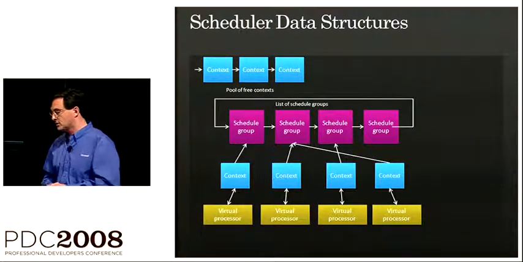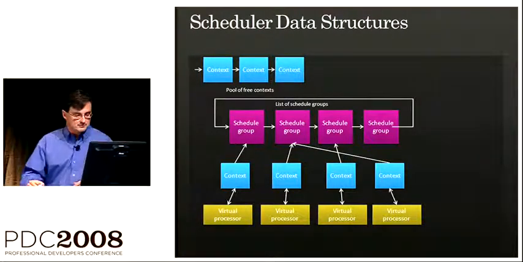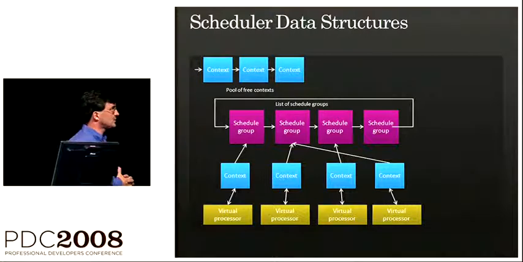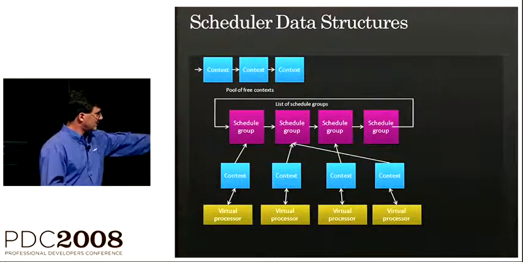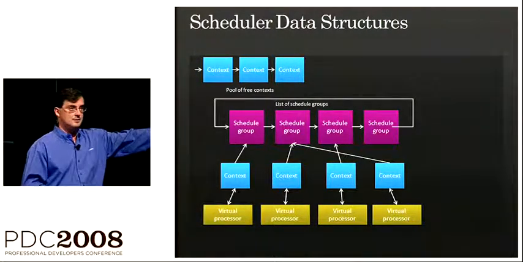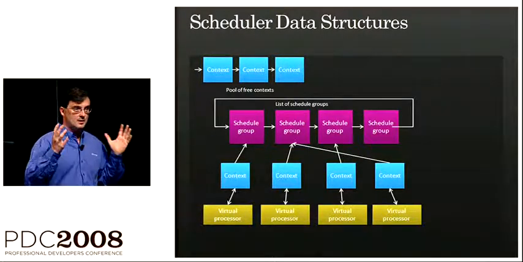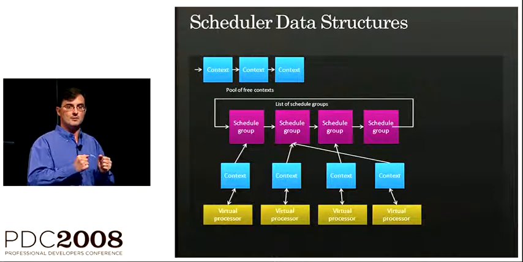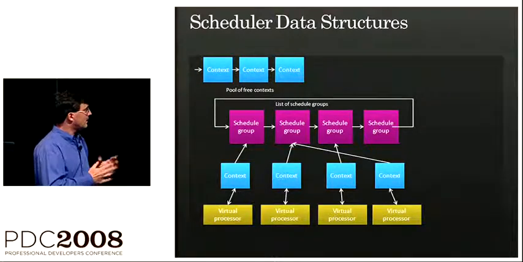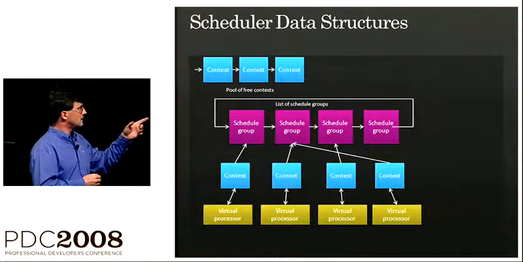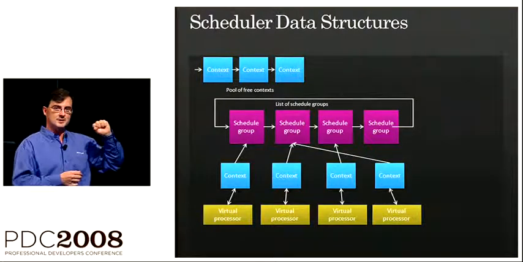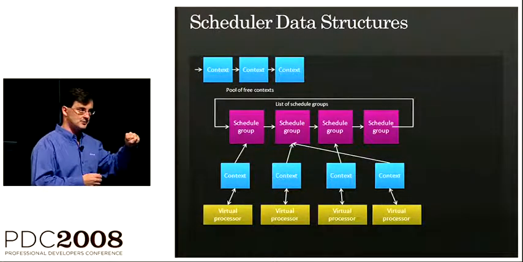Okay? So the scheduler data structures that we use inside our scheduler: we talked about the virtual processors, and those are allocated by the resource manager for us. This is how the resource manager tells us that we got a number of processors. And we allocate contexts to those. And at any given point in time, there's exactly one context per virtual processor.